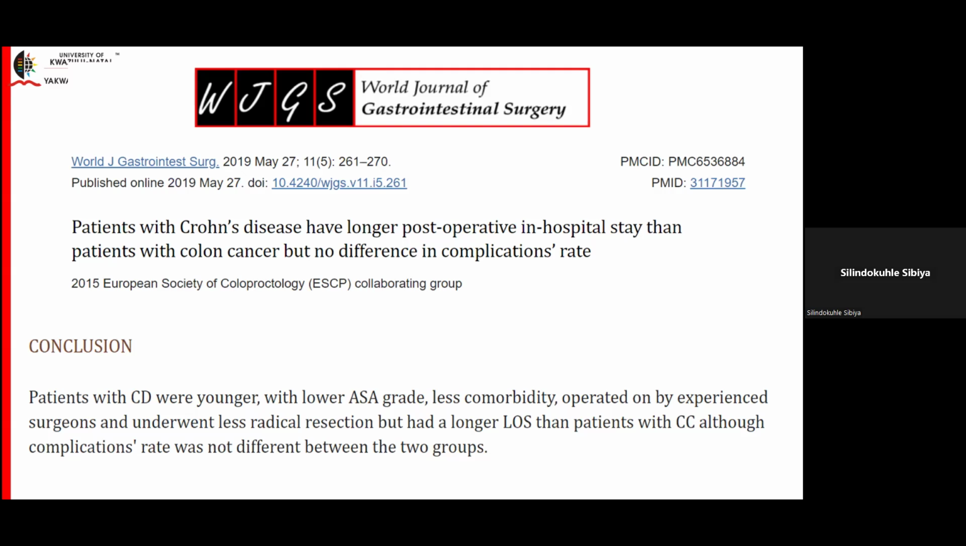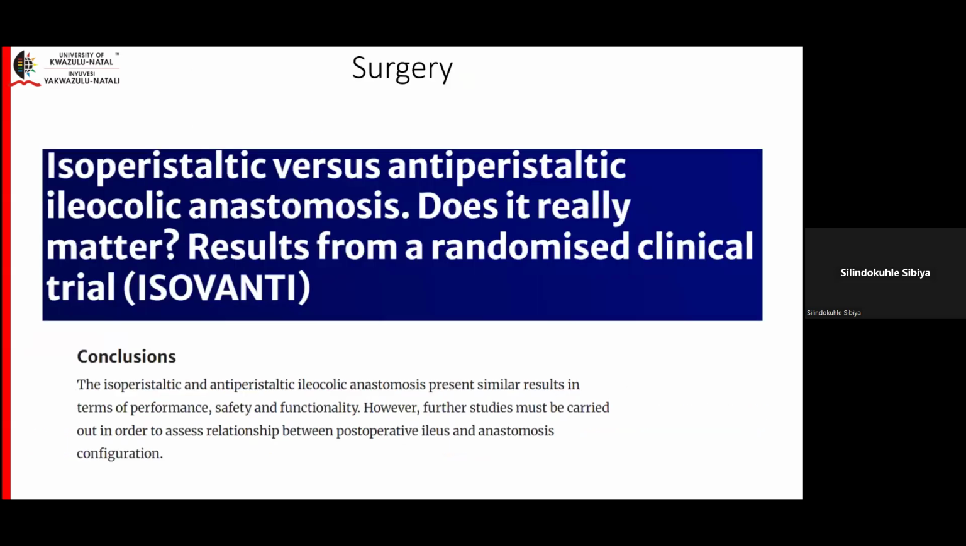And they postulated that it was because patients with Crohn's disease were younger, had a lower ASA score, fewer comorbidities, and were operated on by an experienced surgeon. Even though they had a longer post-operative hospital stay, their complication rates did not differ from cancer.